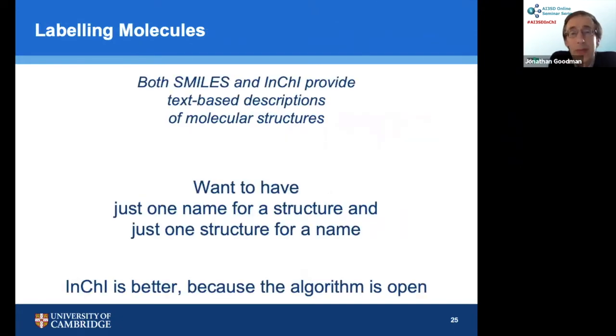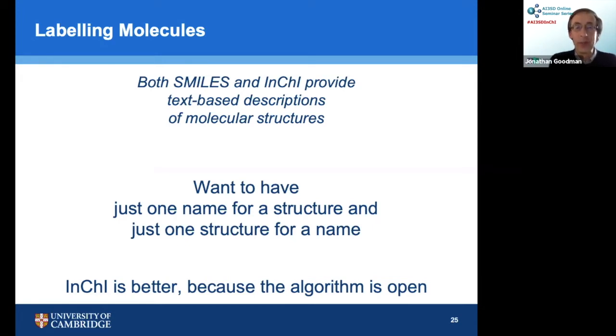Both SMILES and InChI provide text-based descriptions, but if we really want to have just one name for a structure and just one structure for a name, InChI provides an algorithm to do this. When I say InChI is better, a number of people will regard this as fighting talk, because there's clearly an argument that SMILES is a different but extremely useful representation. So why is InChI better? It is better because you can be sure, or much more sure, that a single structure will give you a particular name, and that name will give you the single structure.